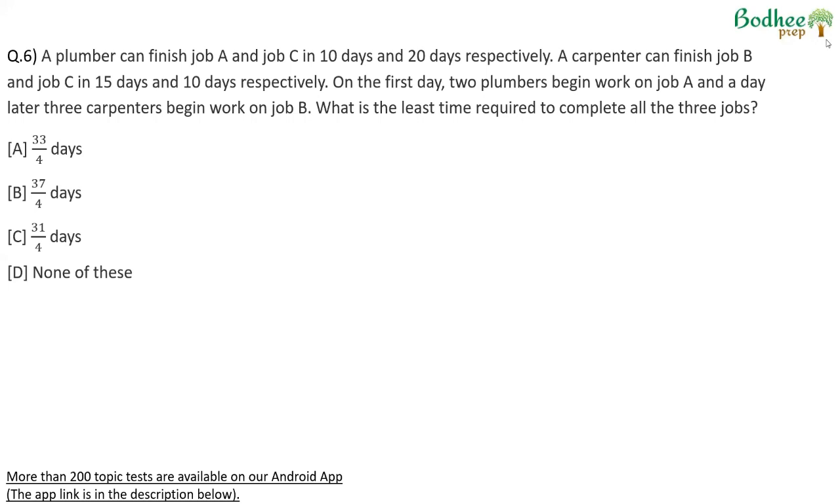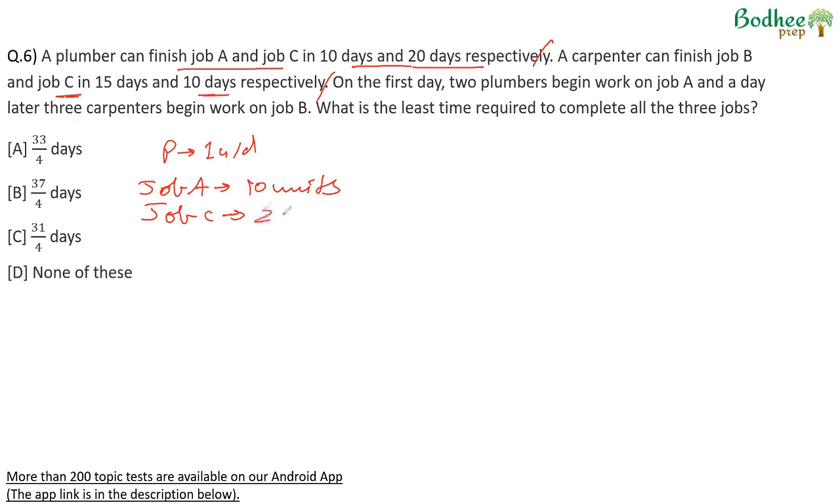A plumber can finish job A and job C in 10 and 20 days respectively. A carpenter can finish job B and job C in 15 and 10 days respectively. So if we say that a plumber does 1 unit per day, job A will require a total of a plumber working for 10 days, so 10 units. Job C, on the other hand, requires the plumber to work for 20 days, 1 unit per day, therefore 20 units.